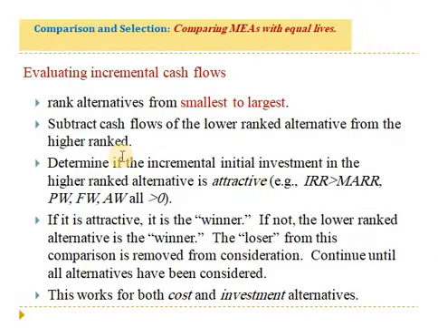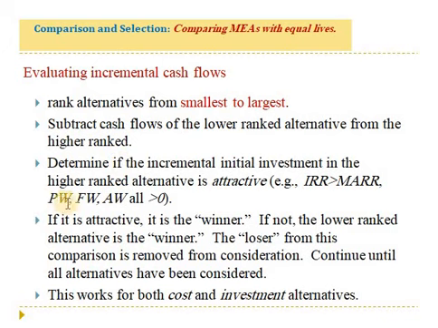Now, here is a summary of the method. As we said, we will rank alternatives from smallest to largest, subtract the cash flow of the lower from the higher. Then we will determine if this increment is attractive or not. We will use two methods to do that.